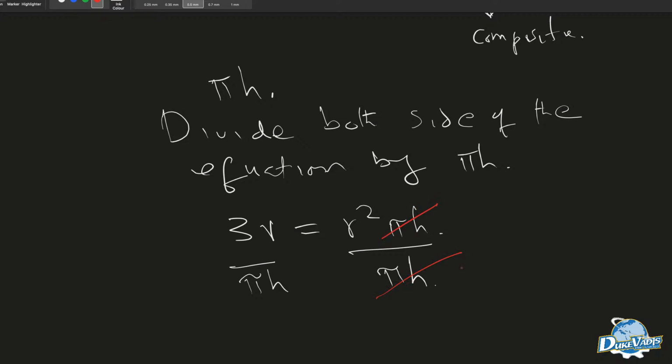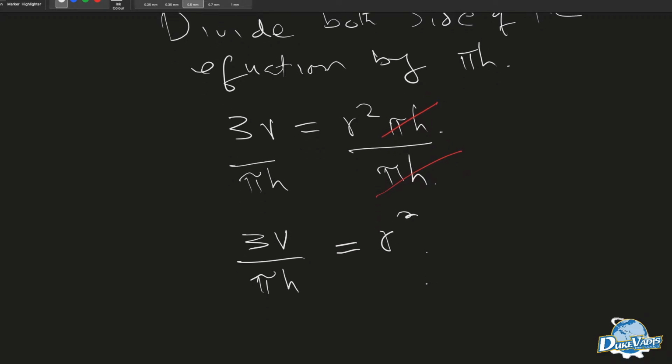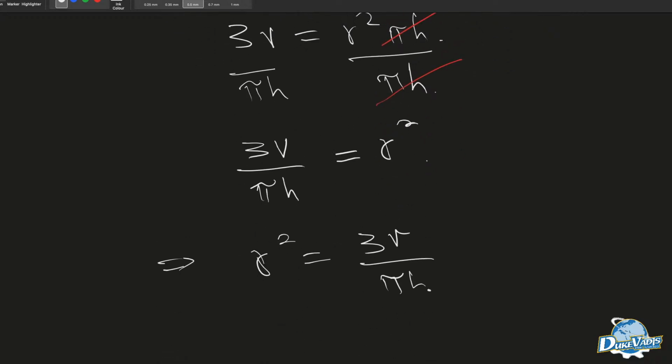Therefore, our equation here says 3v over pi h is equal to r squared. Have you seen it? So if that is the case, r squared is equal to 3v over pi h. Now, what do we do to let r stand alone?